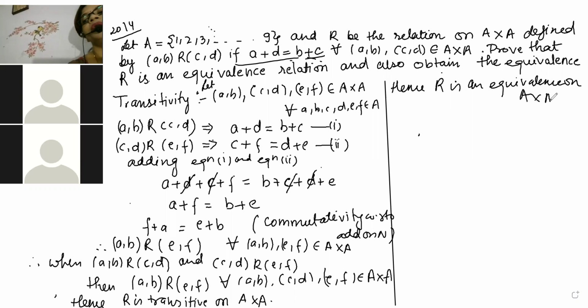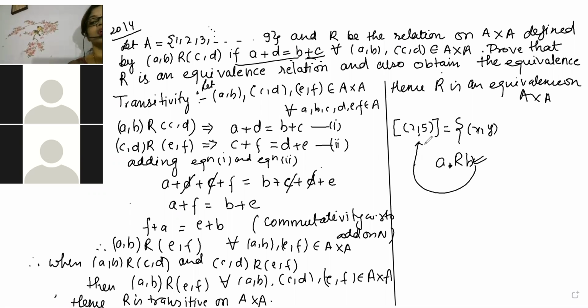Now we have proved that, but the last part of the question is asking for the equivalence class. What is it asking for? Equivalence class of (2, 5). First we will create a bracket and write (2, 5) in it. For (2, 5), we must know that (x, y) must belong to A cross A. In an equivalence class, if x is related to y, then y is exactly this one.